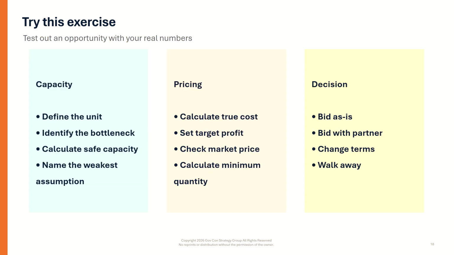This is where you test the lesson against a real opportunity. Choose one solicitation, one buyer request, or one contract you are considering. Do not use imaginary numbers. Use the best numbers you have right now. First, test capacity. Make sure you know the unit, the bottleneck, and the safe amount of work you can actually deliver. Also, name the weakest assumption in your estimate because that is where the risk usually sits. Then test the pricing. Calculate true cost, set the profit you need, compare your price to the market, and determine the minimum quantity required for the work to make sense.